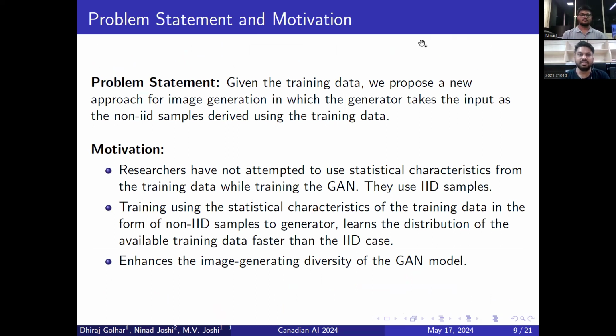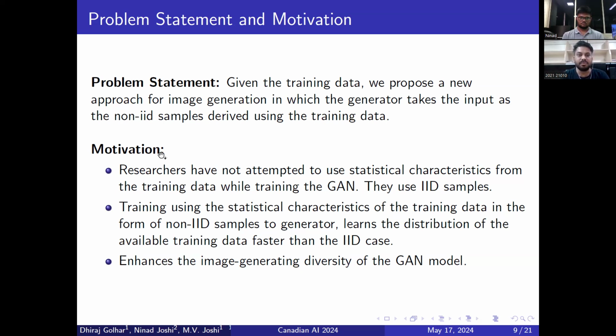Thank you, Ninad. Now let's discuss the problem statement and motivation. Here, we are given a training data. We are proposing one new approach for image generation, in which the generator takes the non-IID sample as an input, but in that non-IID sample, we are providing some statistical characteristics of the training data. So the generator learns much faster as compared to the existing approach.